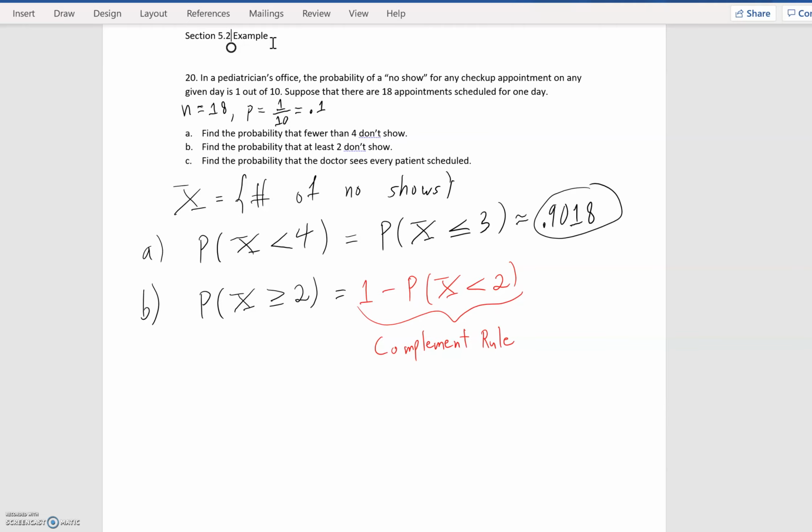Now, capital X has whole number values. If capital X is less than 2, this is the same thing as 1 minus the probability of capital X being less than or equal to 1. We are only allowed to make that last jump there with the equalities because capital X is a discrete random variable and capital X has to attain whole number values.